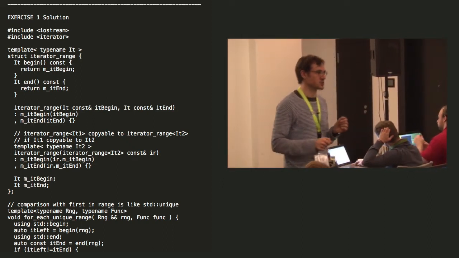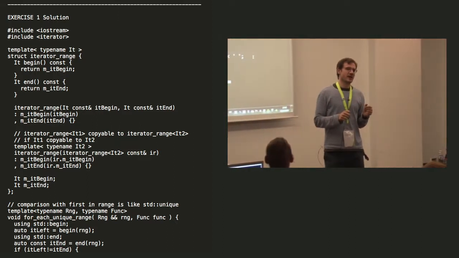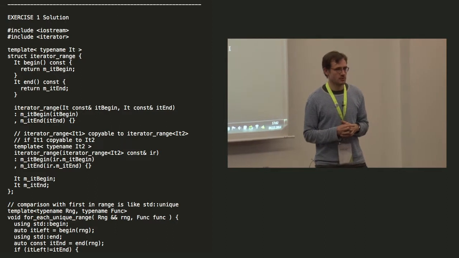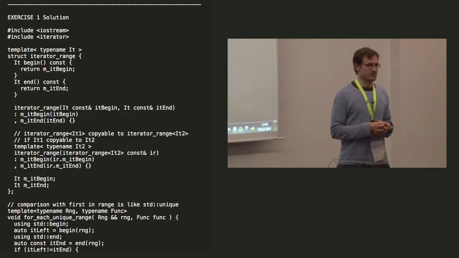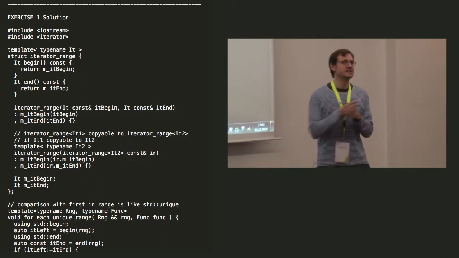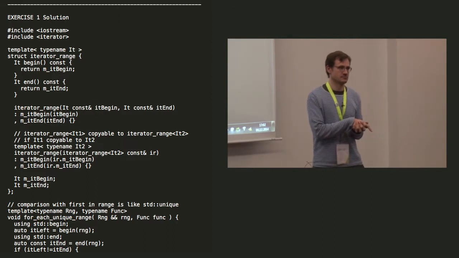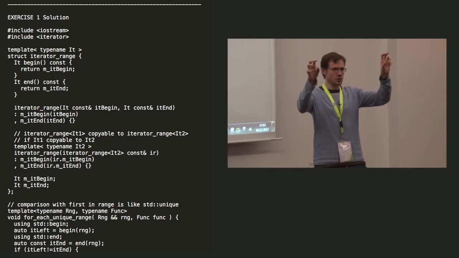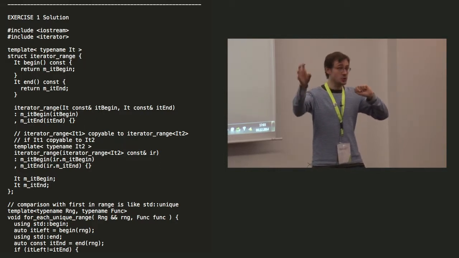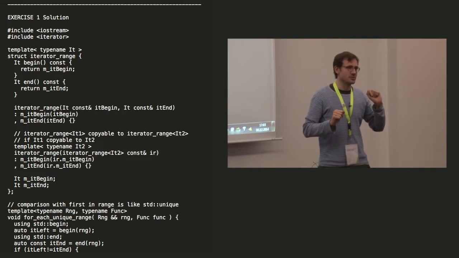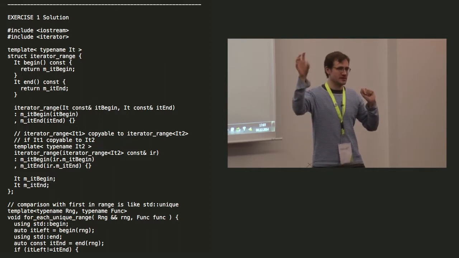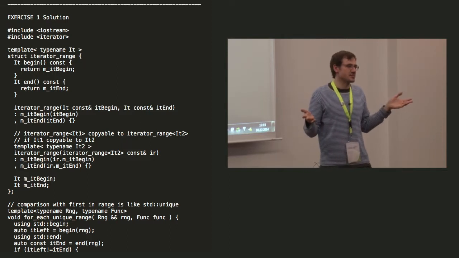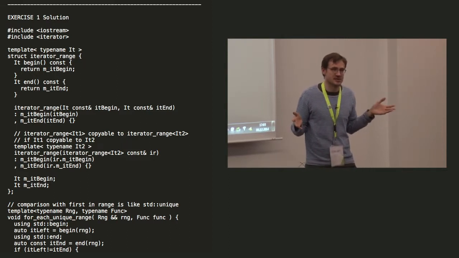Correct. Very good. So I rephrase it. Iterator range should be constructible from an iterator range whose iterator type can be copied into the target iterator. You have two iterator ranges, one of it1 and the other one of it2. As long as you can copy it2 into it1, you should be able to copy iterator range of it2 into iterator range of it1. And this is exactly the relationship you have between const iterators and iterators.